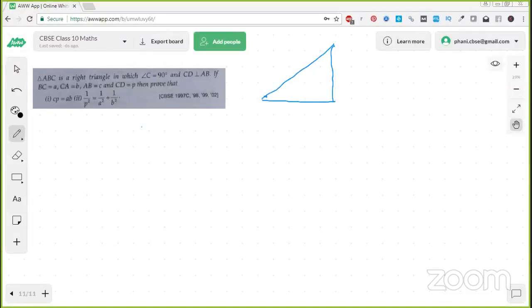It is a right angle triangle at C. So ABC, and CD is perpendicular to AB. BC is given A, CA is given B, AB is given C, the entire AB is given C, and CD is given P.